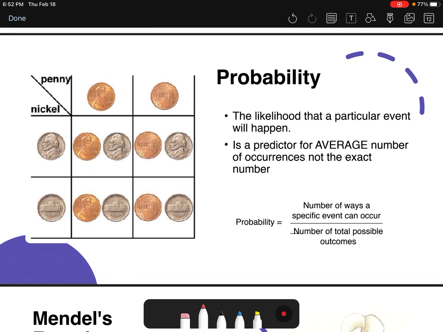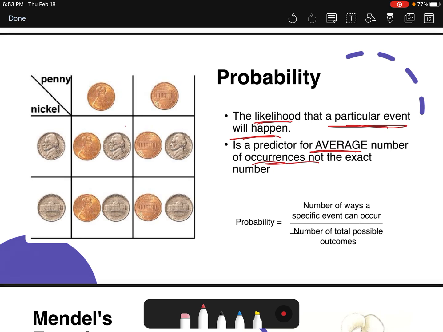So probability is just the likelihood that a particular event will happen. It is a predictor for the average number of occurrences and not the exact number. So, for example, over here we have a penny and a nickel being flipped. If we flipped the penny and nickel, we would have 4 possibilities. We could either get heads with the penny and heads with the nickel, tails with the penny and heads with the nickel, heads with the penny and tails with the nickel, or we could get 2 tails.